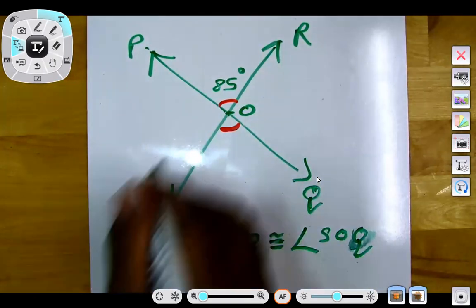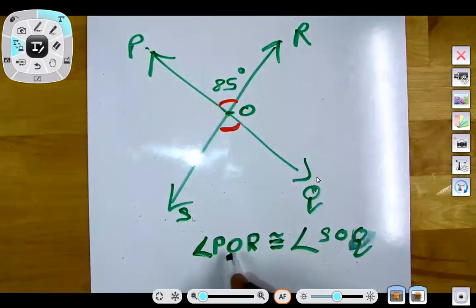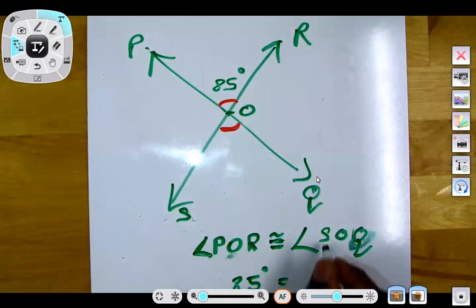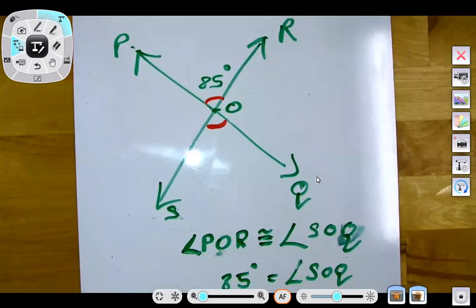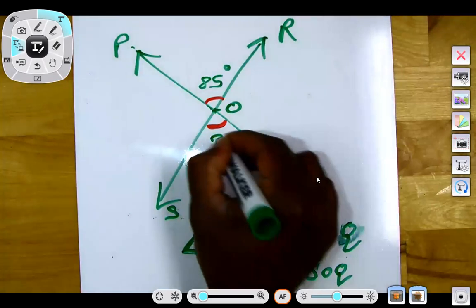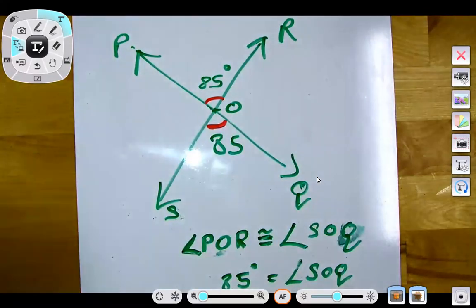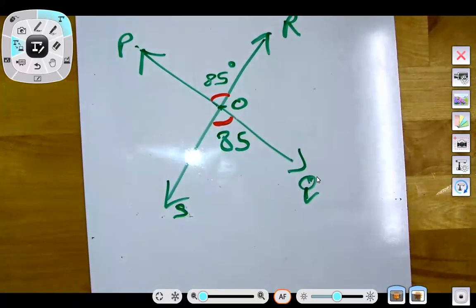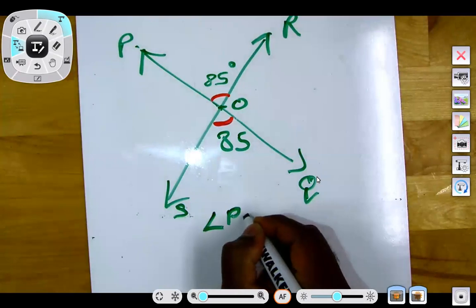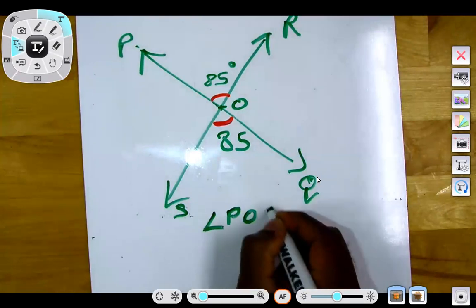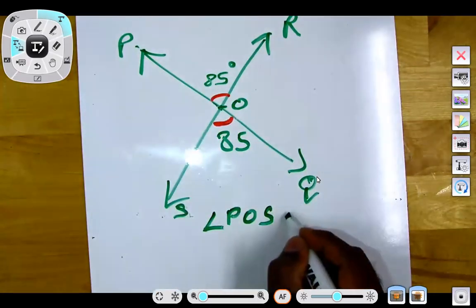In the meantime, if this is 85, then what can you say? Angle SOQ is also 85, because we know these two are congruent. All right. So if this is 85, can you find angle POS? POS, what is it? What is that?